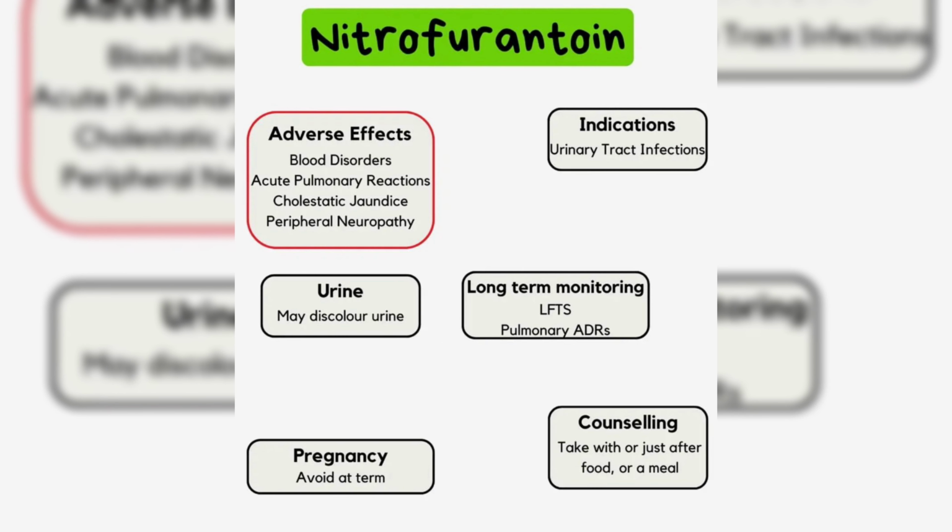Our fifth and last class of antibiotics for discussion is nitrofurantoin. Indications: it is used for urinary tract infections. Adverse effects of nitrofurantoin: blood disorders, acute pulmonary reactions, cholestatic jaundice, peripheral neuropathy.